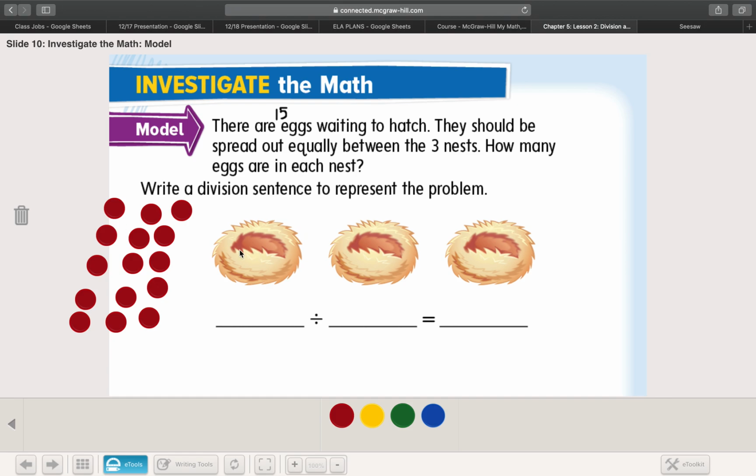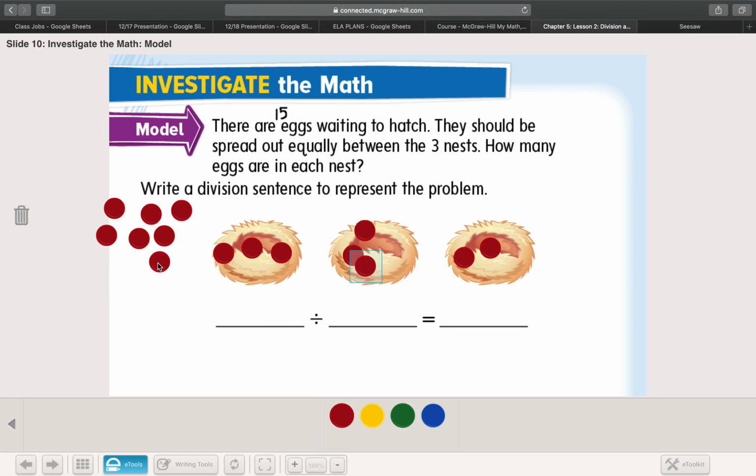The way that we spread these equally is we go one at a time. We put 1 in this nest, 1 in this nest, 1 in this nest. Then we do it again. 1 in this nest, 1 in this nest, 1 in this nest. We do it again.